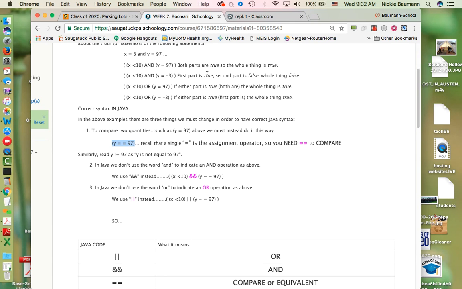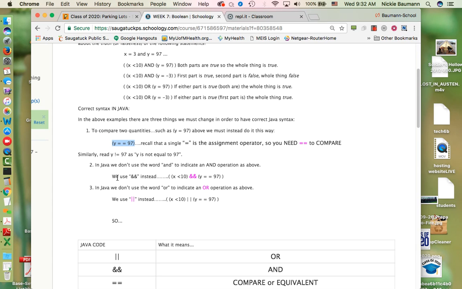If we are comparing the values, so that's what we're doing. We're saying y is equal in terms of comparison, not assigning. Then you're going to use the double equal sign. So remember that. That's going to be key. Also in Java, we're going to use and.